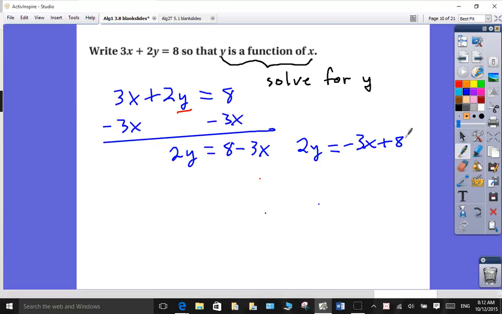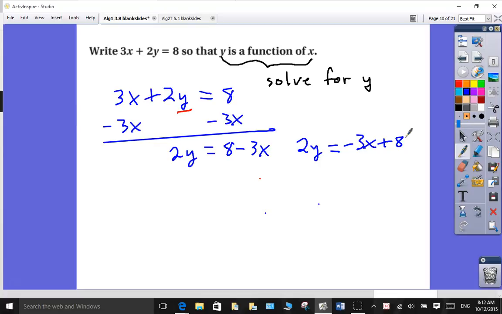It's not associative. Associative is grouping. Which is the one that says order doesn't matter? Commutative. So whether I write 8 minus 3x or negative 3x plus 8, it doesn't really matter. But I would definitely think you'd probably say 8 minus 3x at this stage. Okay. And then what's the last step? I still haven't isolated y.